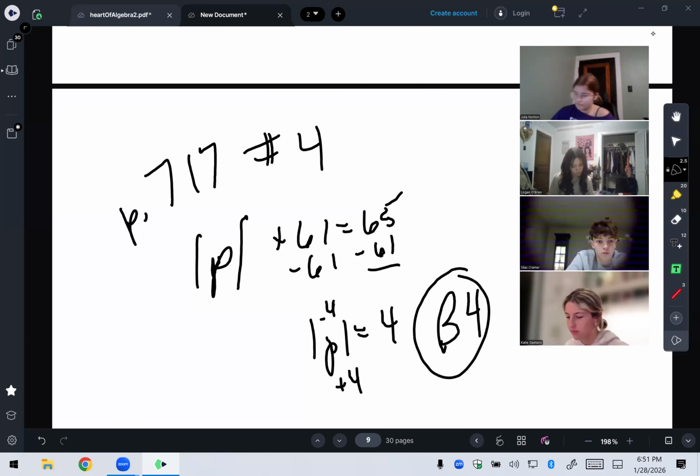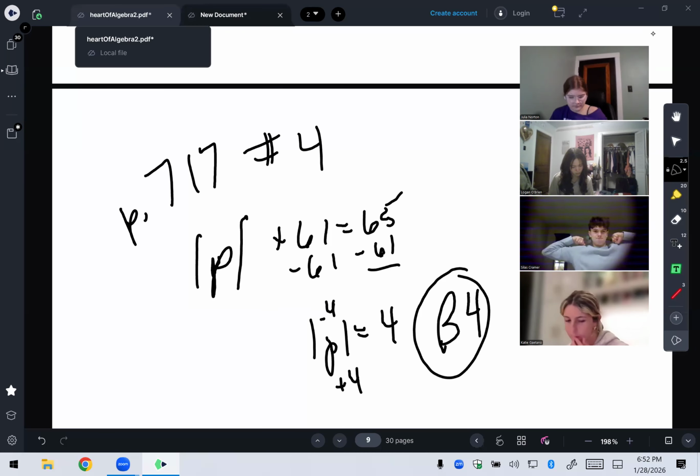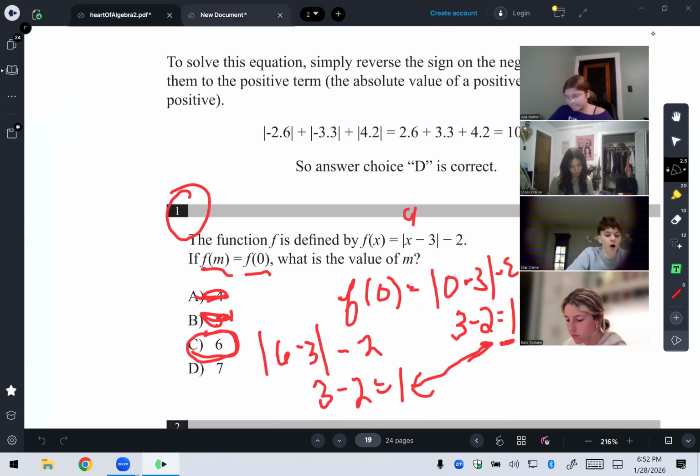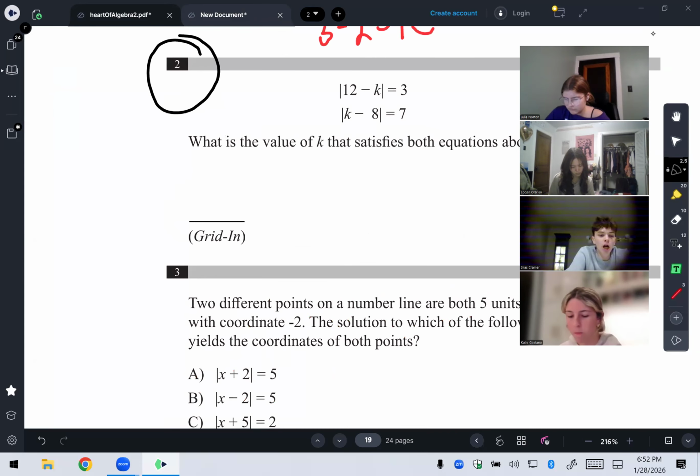I guess we're in module 1. Okay, so now we're back in the packet. We have only a little bit left to go. I promise you. Okay, so let's try this one. Just a couple more problems.